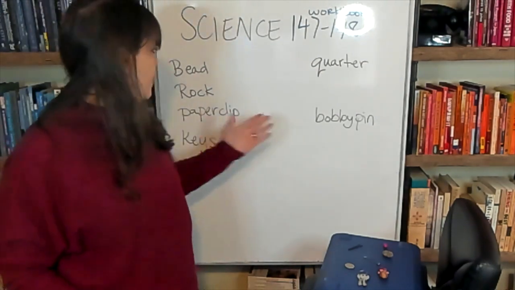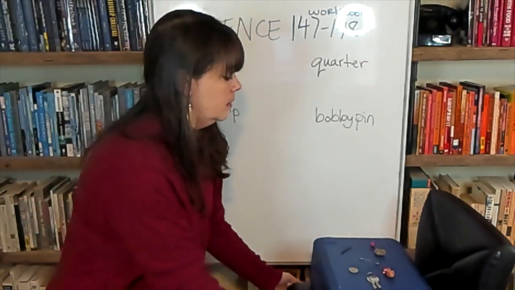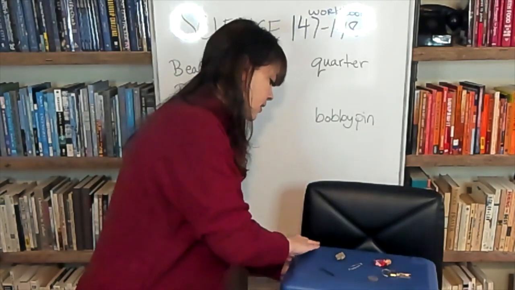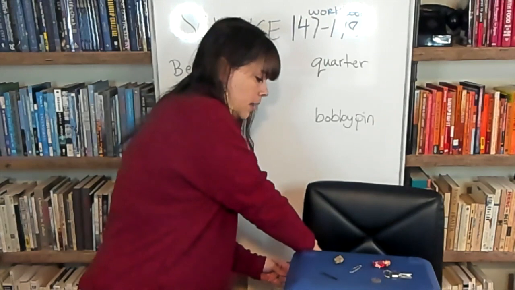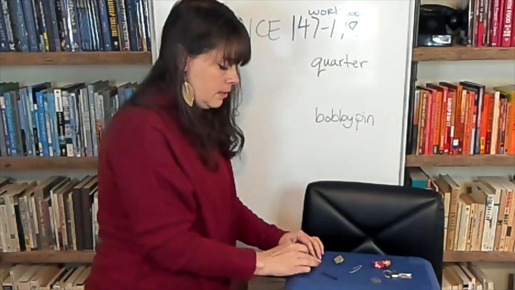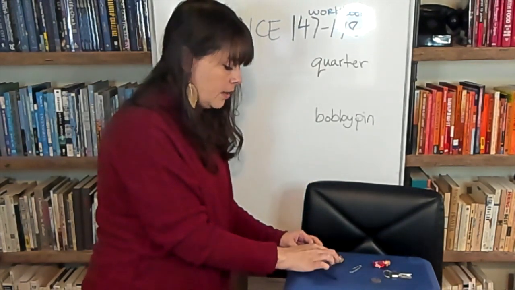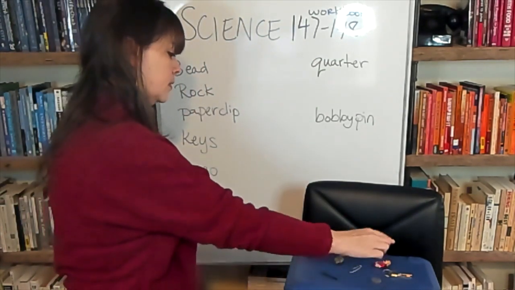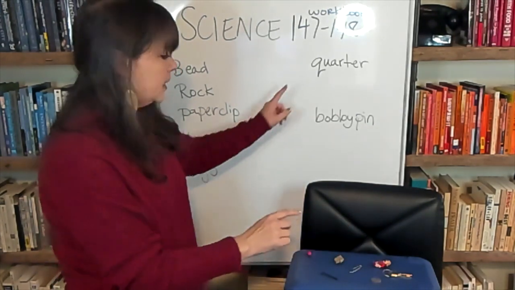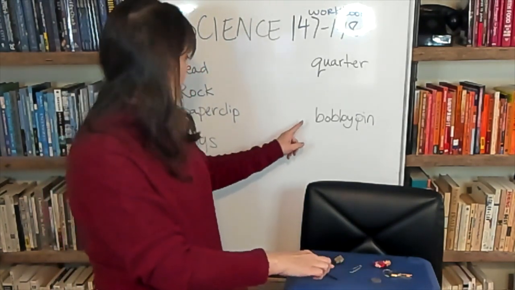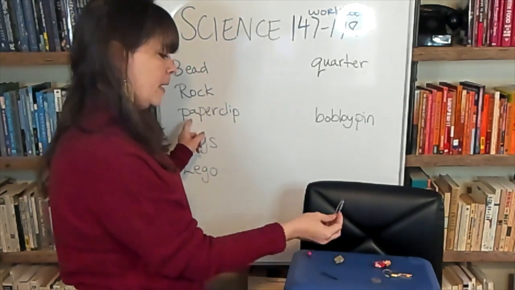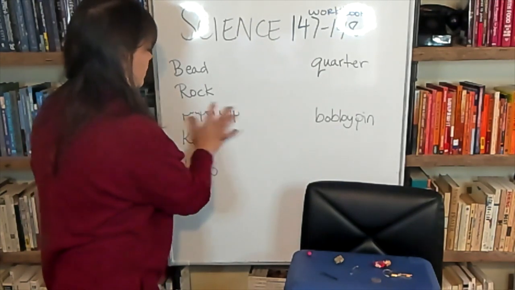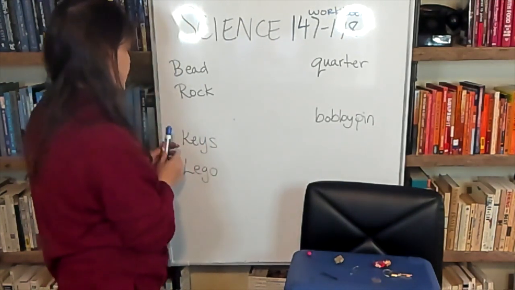Here's the objects that I have. A bead, I'll point to it too, the bead keeps trying to get away. A bead, a rock, some keys, a Lego Wonder Woman, a quarter, a bobby pin. Oh, and I wrote paperclip, but it's actually a safety pin. I should fix that. They're similar.